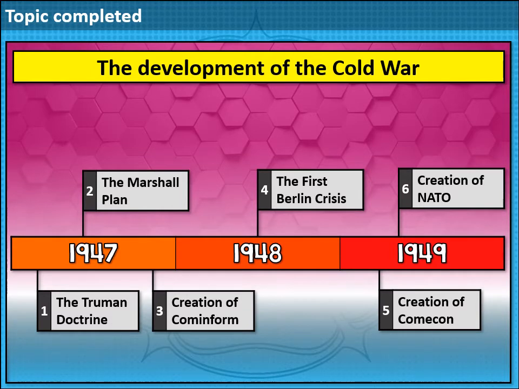So we've come to the end of our topic on the development of the Cold War, and last lesson we practiced writing a narrative all about the First Berlin Crisis. We'll write another narrative today, but the one we do today is going to be a little bit different. It's not just going to be about one of these events, it's going to be about the period as a whole. So you might need to talk about more than one of these events in your answer.